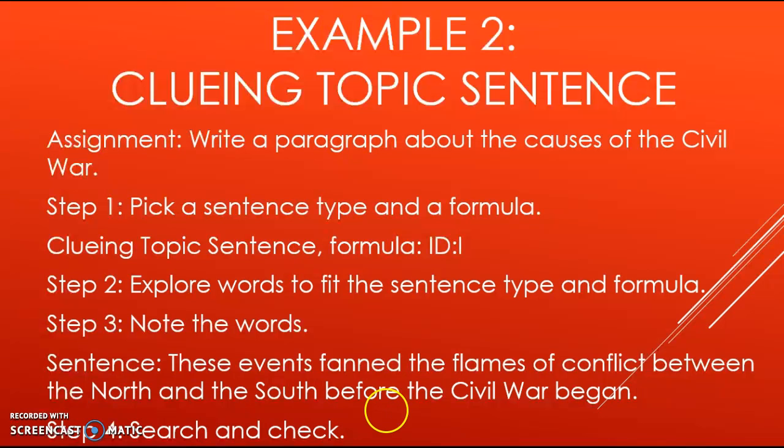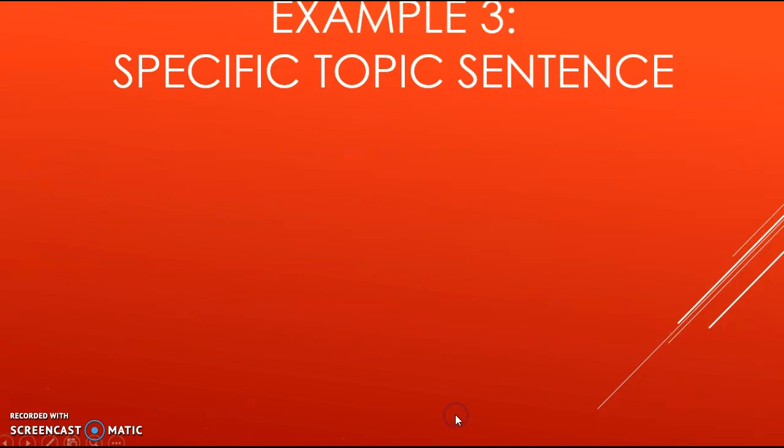So we needed an independent clause. These events fanned the flames of conflict between the North and the South. Events is our noun and fanned is our verb, and then we have a clause that goes on there, so that looks good. Before is our subordinating conjunction, and the Civil War began. Civil War is the subject and began is a verb. So that looks good also. So we have one more example to do here.